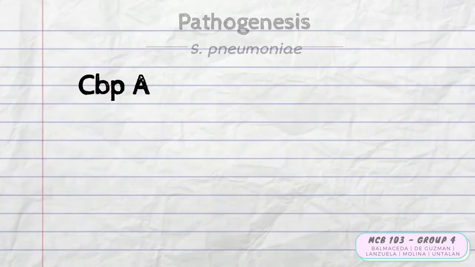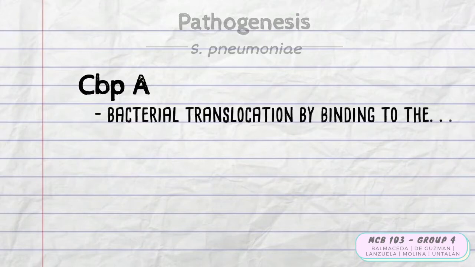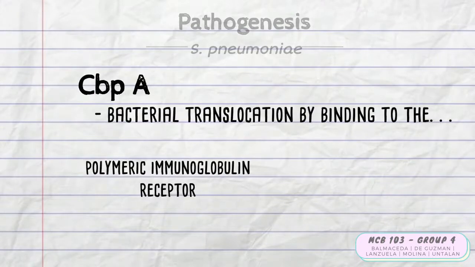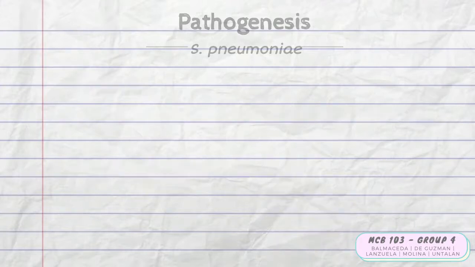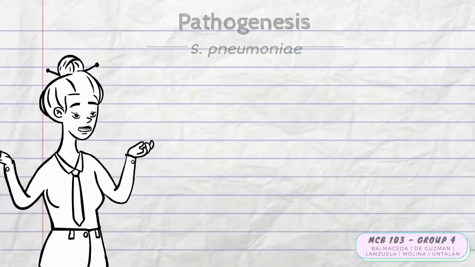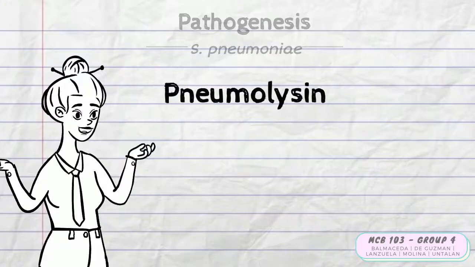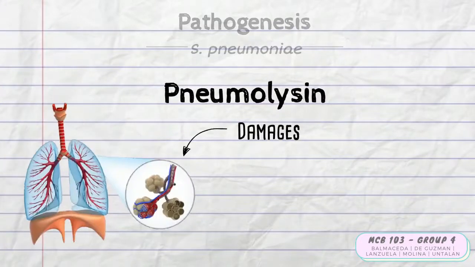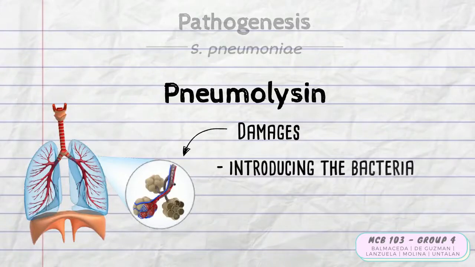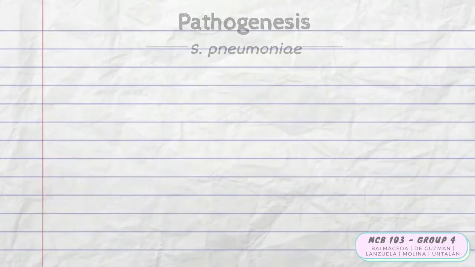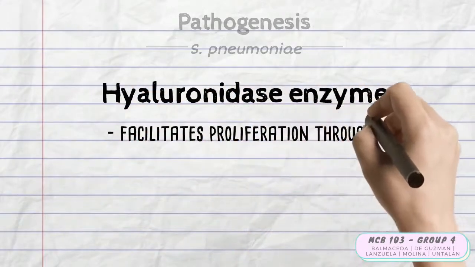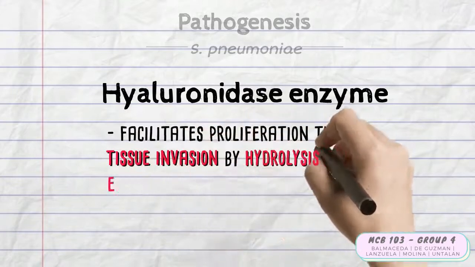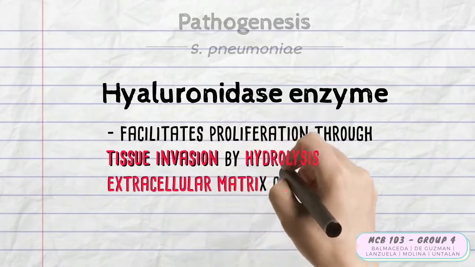CBP-A is responsible for bacterial translocation by binding to the polymeric immunoglobulin receptor in the nasopharyngeal mucosa. Another integral virulence factor is the pneumolysin, which damages the alveolar epithelium directly, introducing the bacteria to the blood, and an IgA1 protease. On the other hand, hyaluronidase enzyme facilitates proliferation through tissue invasion by hydrolysis of extracellular matrix components.